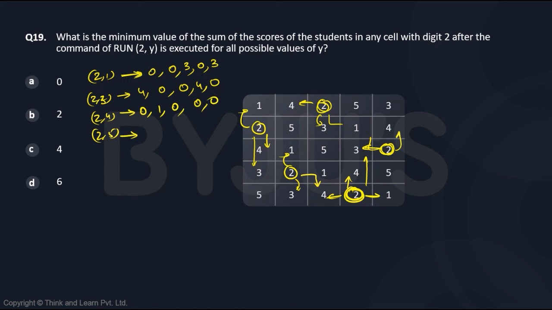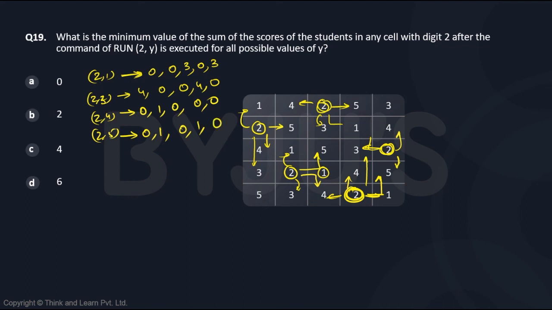Similarly 2 to 5. So 2 to 5 is straightforward 0. Then 2 to 5. How do I go from 2 to 5? I think I can go like this. So it will go through 1. Then 2 to 5 straight away 0. Then I have another 2 to 5. How do I go to 5? This is the best way to go to 5, I believe. So this is 1, and then 2 to 5 is straightforward 0.